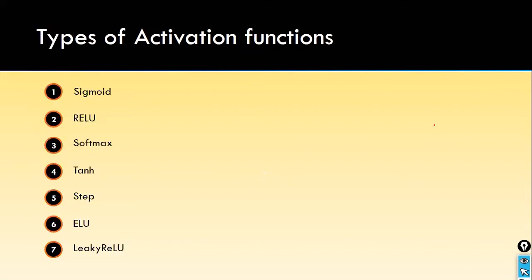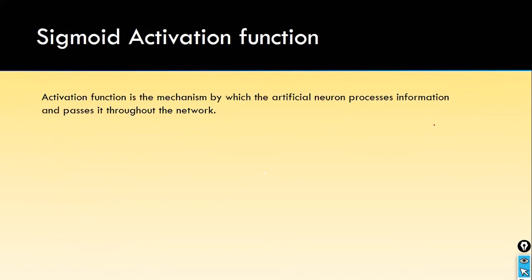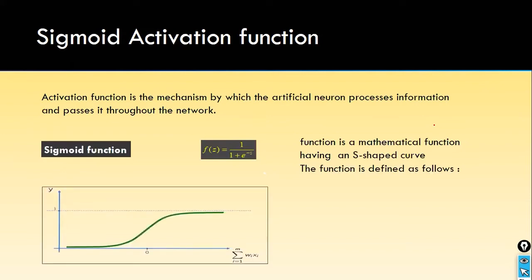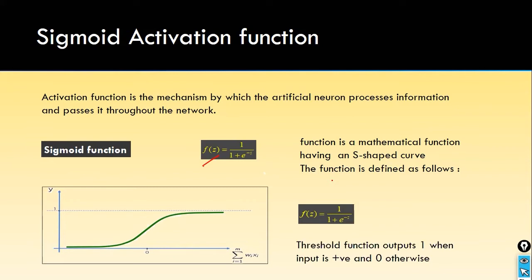So you know very well, the sigmoid function is the mechanism, or it is an S curve. In simple terms, a sigmoid function is nothing but the S curve. We have discussed it as part of logistic regression. This is the sigmoid function f of z. This function is a mathematical function having an S curve. The function is defined as follows. The threshold function outputs 1 when input is positive and 0 otherwise. That is what you need to remember.